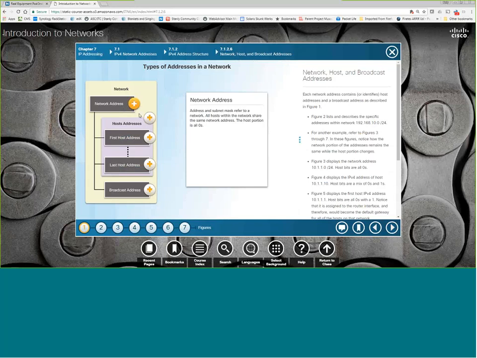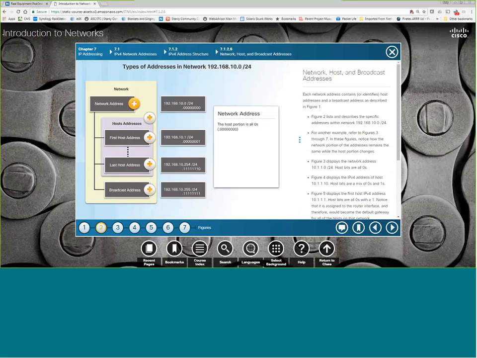So we've got a network address, the address where all of the host bits are zeros. The first host address is the first address after that, and the last host address is the one before the broadcast, which has all ones in the host portion. So let's take a peek at this. 192.168.10.0/24 has all zeros in the host portion, so that's our network ID. .1 is the first usable, .254 is the last usable, and .255 is the broadcast.